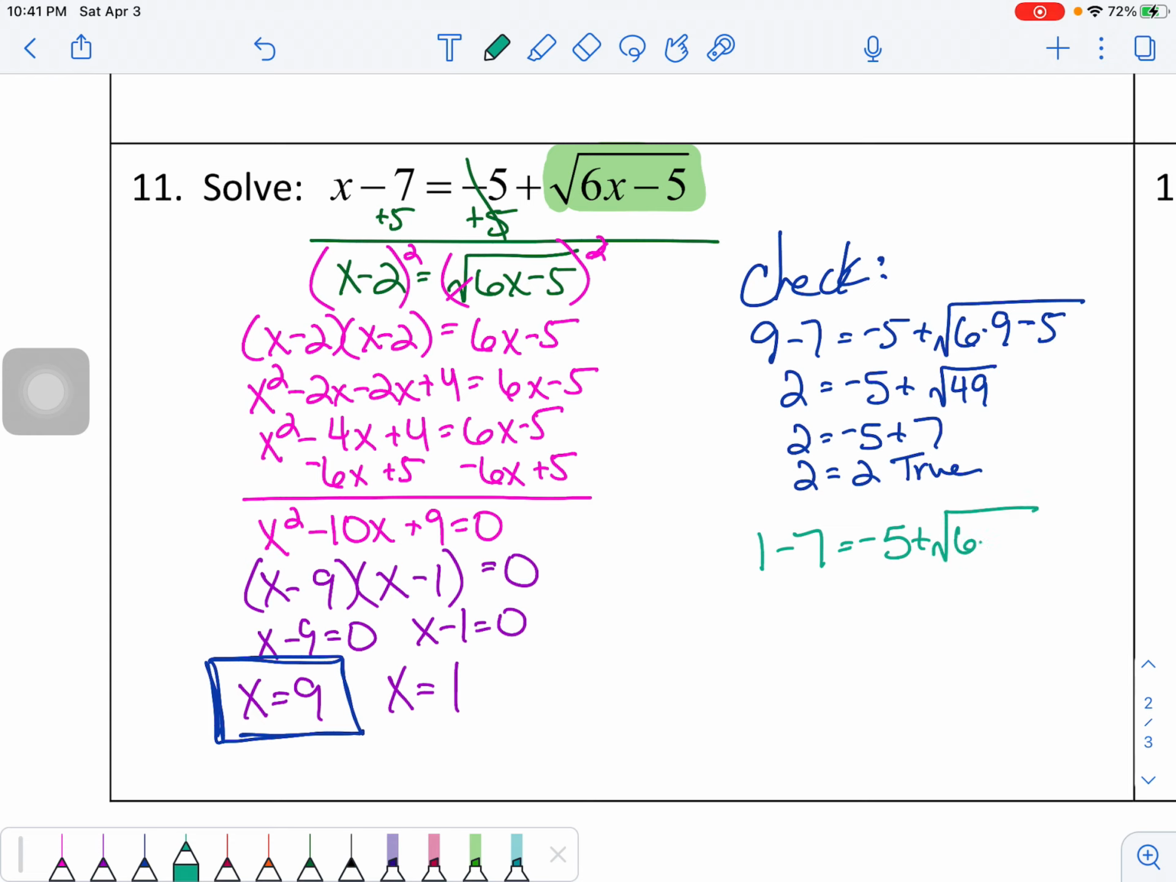All right, so the square root of 6 times 1 minus 5. Let's see, 1 minus 7 would be negative 6. Negative 5 plus, let's see, the square root of 6 times 1 is 6. 6 minus 5 would be 1. The square root of 1 is 1. Negative 5 plus 1 is negative 4. That's false. Negative 6 does not equal negative 4. So x is actually not equal to 1. So again, every time you check these problems, make sure you check all your possible solutions. We can have problems that have 2 solutions that work, 1 solution. You could have a problem that has no solutions that work, okay?